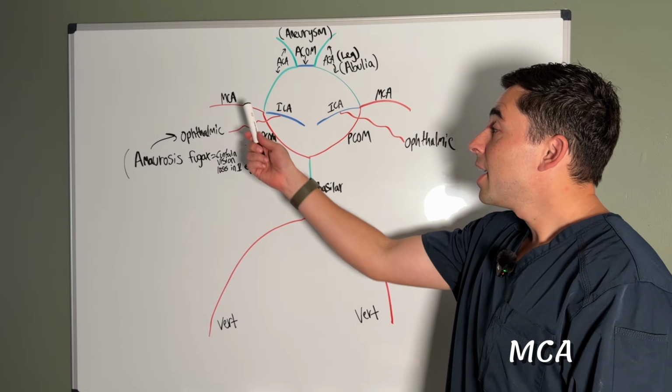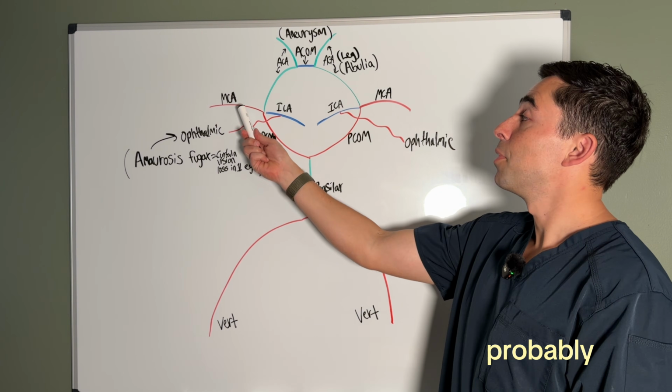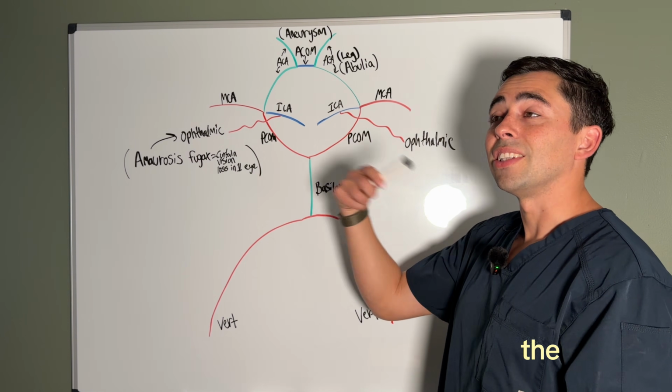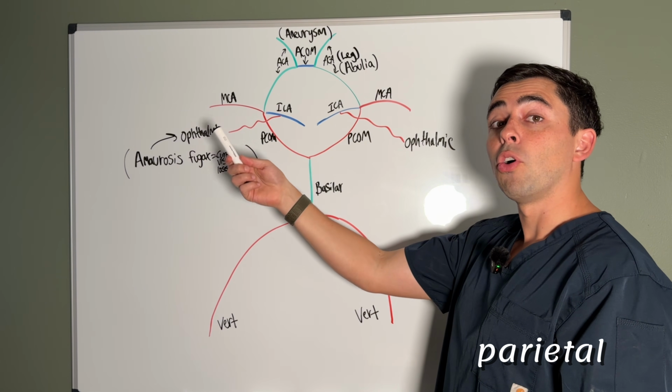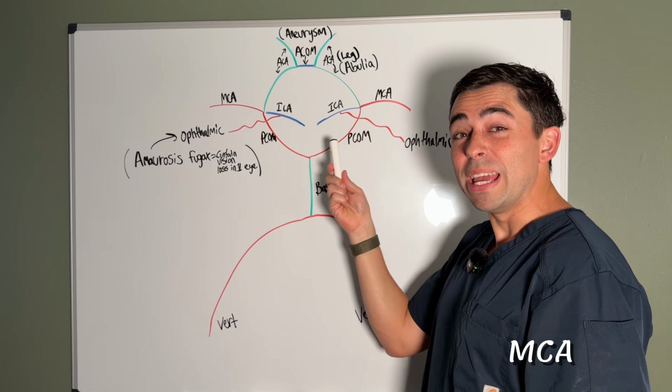Next up, MCA. This is the big one. This is probably where most strokes happen. It also supplies probably the most portion of your brain as well. The MCA supplies the lateral frontal, parietal, as well as part of your temporal lobes. Face and arm are heavily represented with MCA strokes.